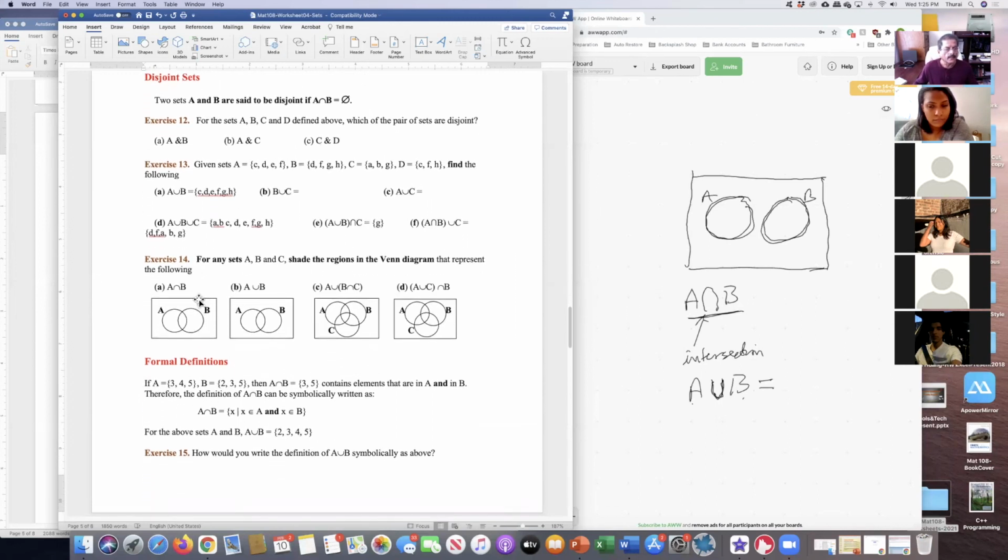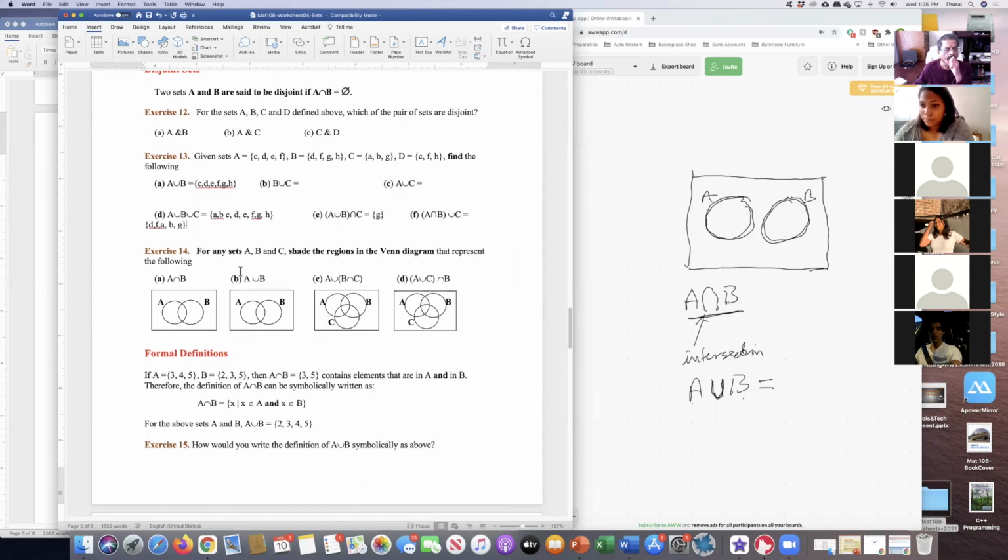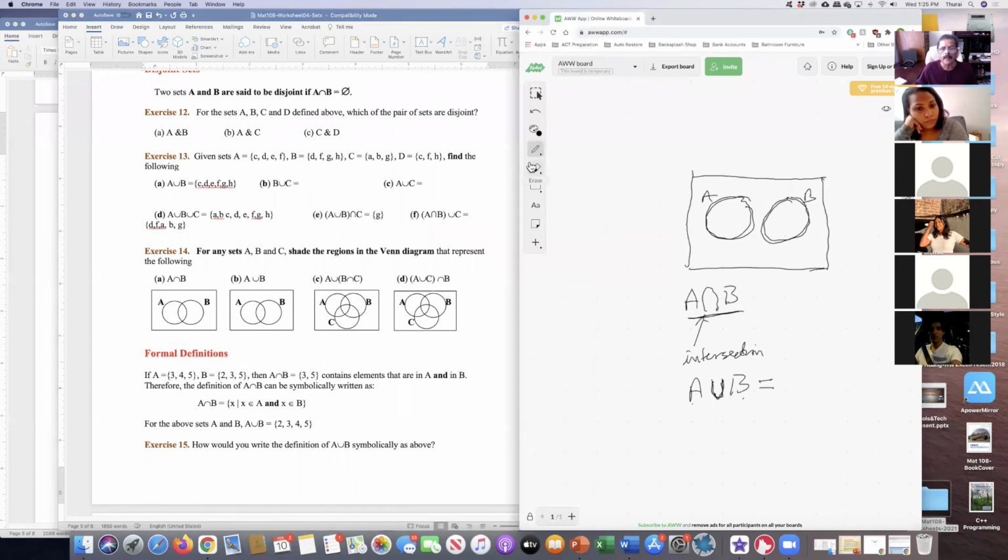All right, so let's now see how to show things on a Venn diagram. This problem says, shade the region that represents each set. So I need to shade the region that represents A intersection B on a Venn diagram. So what would you shade in this case?